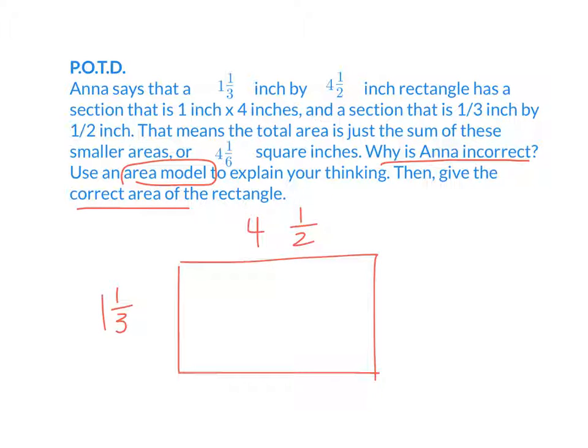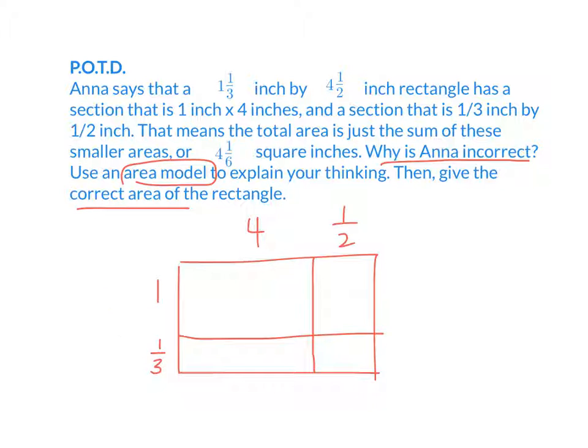So if I'm going to split that up using the area model, how can I do that? Well, instead of saying 4 1/2, I can split it right there and say that there's one section that's 4 inches and one section that's 1/2 inch. Do you guys agree? Okay. Similarly, instead of saying 1 1/3, I can say that there's one area that's 1 and one area that's 1/3.